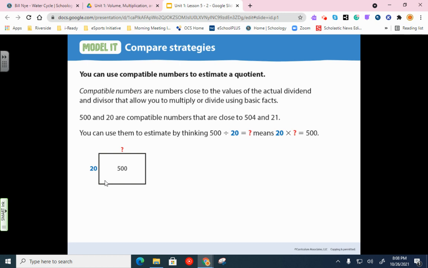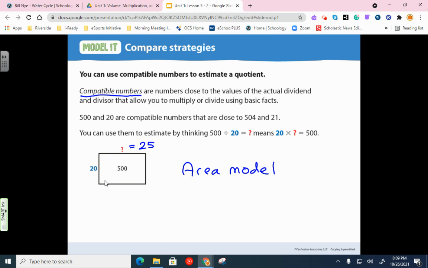So for this, you can even use an area model to do this. Over here, let's label this as our area model. So we could do 20 times something equals 500, but we know that that equaled 25. So compatible, but let's read what we have up above here. I'm getting a little ahead of myself. Underline this phrase here, compatible numbers.